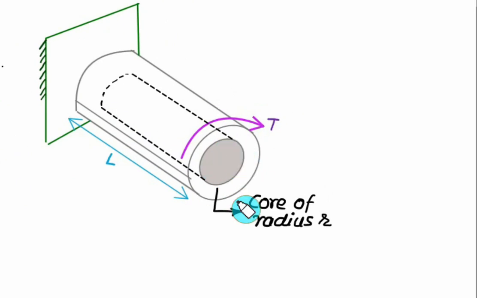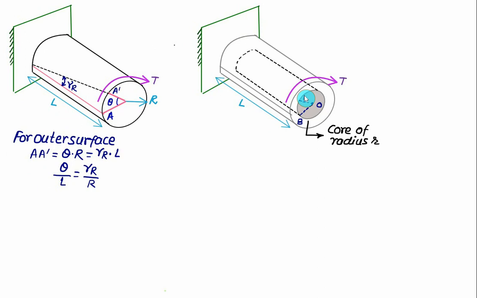So imagine that we have a core of radius equal to r. This surface is radius equal to r. Again I take one point, B. I will draw a horizontal line with the center O, and one point I will take as B, that is on the core. And because of application of the twisting moment, the point B will shift to B prime. Exactly the same thing is happening here. So this angle will be the same, equal to theta. That is, B to B prime, we get the same angle theta.